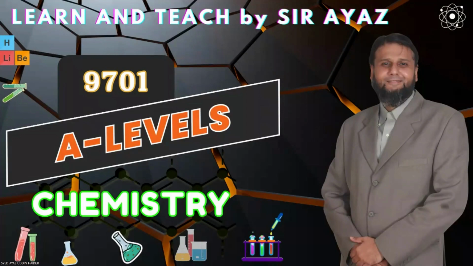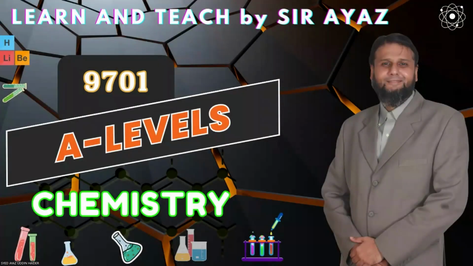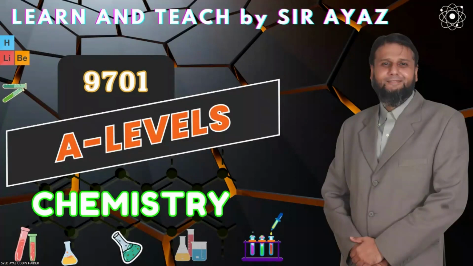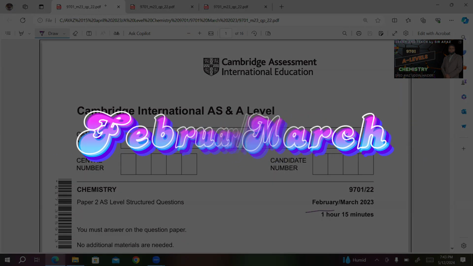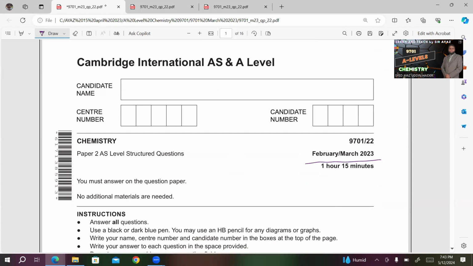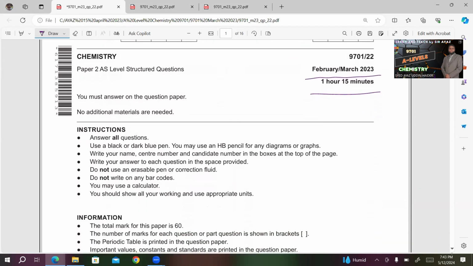So I'm solving the paper for 9701, that is A levels chemistry. This time I've selected paper 22, of February-March 2023. The total time for this paper is 1 hour 15 minutes. You have to answer all the questions. Total marks for this paper is 60.